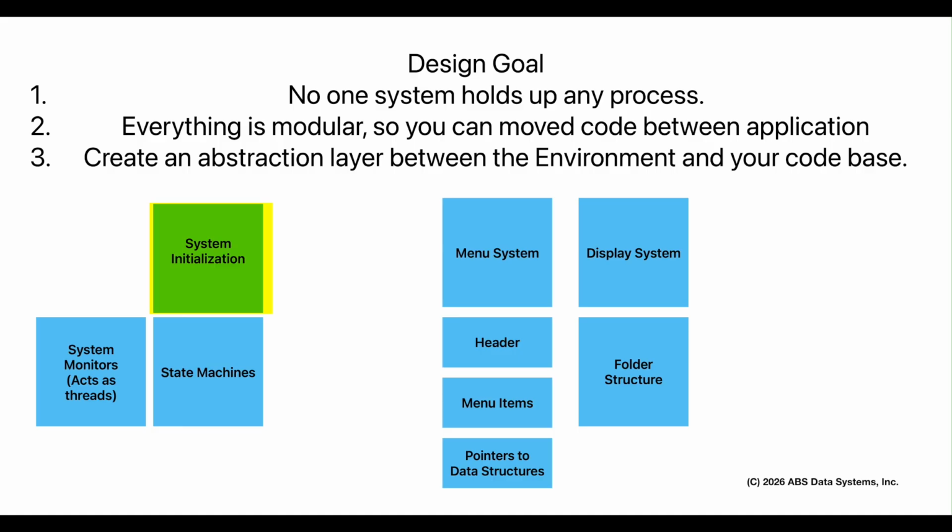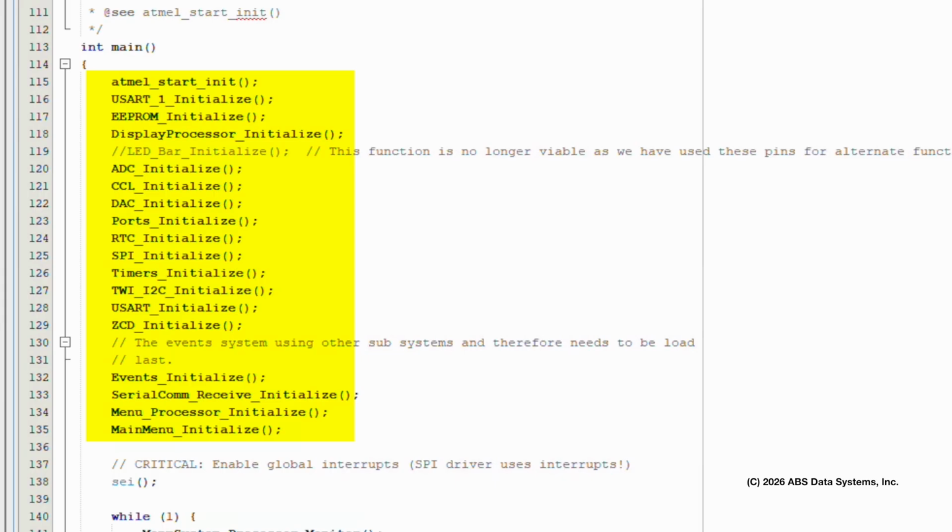Demo project system initialization. So the first thing I do when I start a new project is to initialize the hardware. As you can see in the main here, I have the Atmel Start init, and I got this code from the wizard that created the project, and this is going to initialize the processor to a known state. After that, I have all the initialization routines that I'm using for the individual hardware subsystems that I'm using in this particular project.